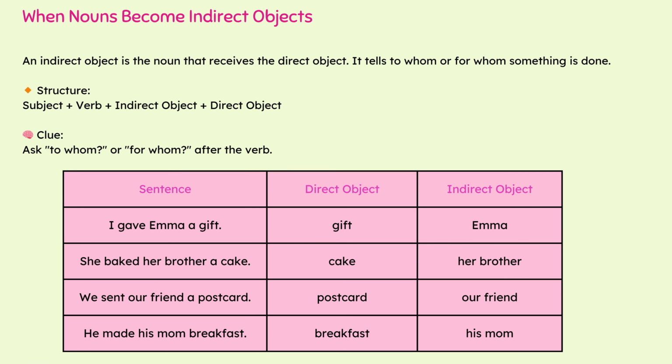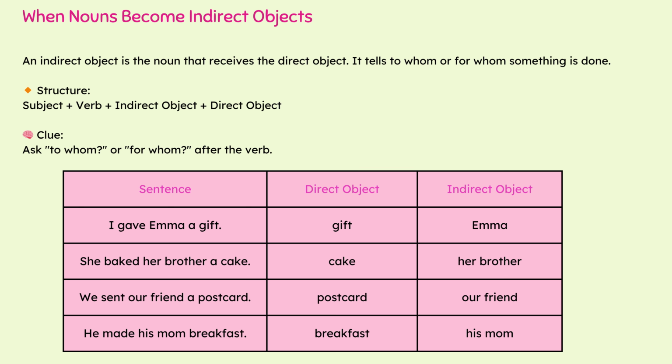Now let's talk about indirect objects. An indirect object is the noun that receives the direct object. It tells us to whom or for whom the action is done. Sentence structure: subject plus verb plus indirect object plus direct object. Clue: ask to whom or for whom after the verb to find the indirect object. Let's look at a few examples. I gave Emma a gift. What did I give? A gift. That's the direct object. To whom? To Emma. So Emma is the indirect object.